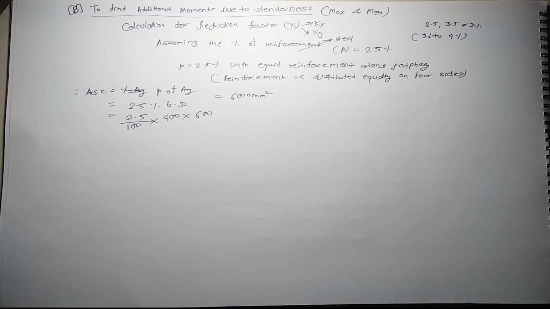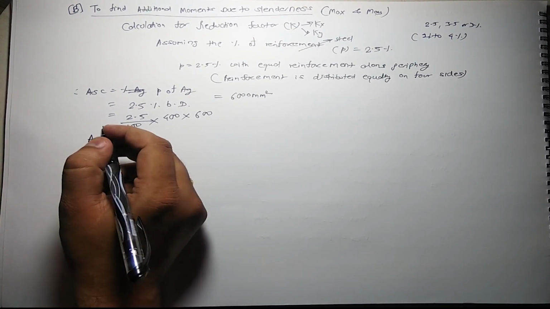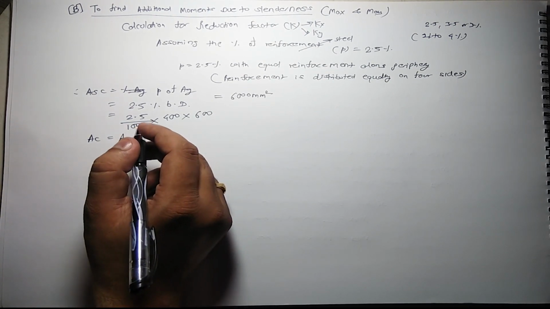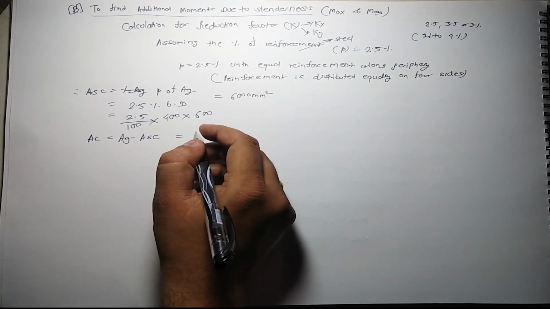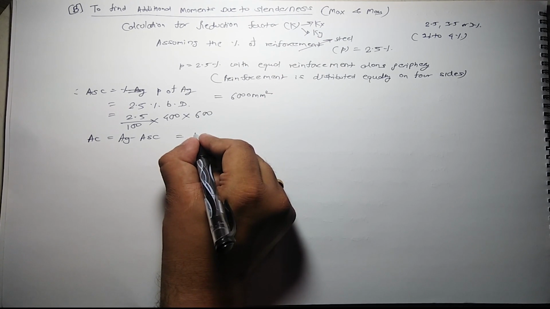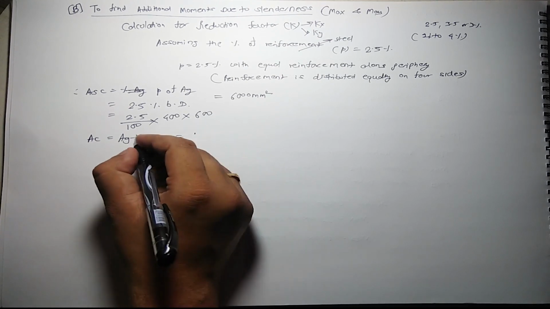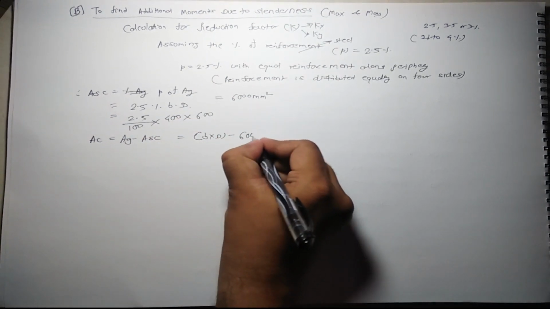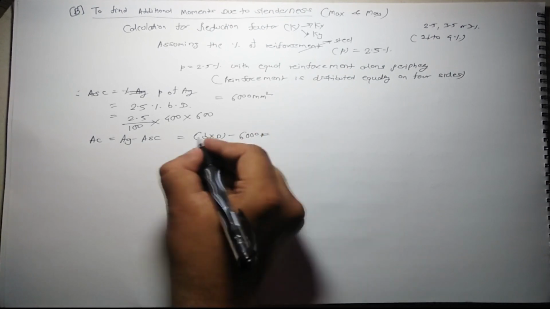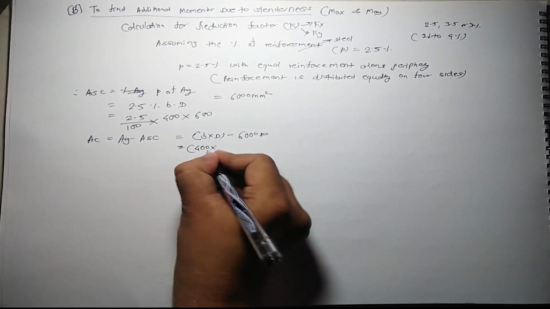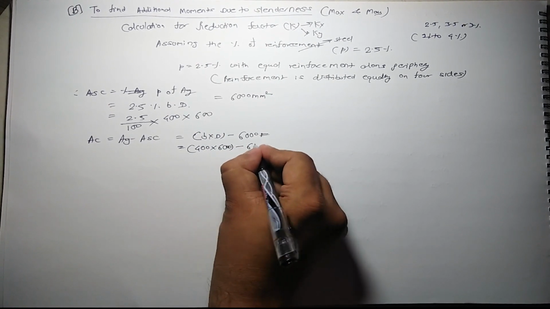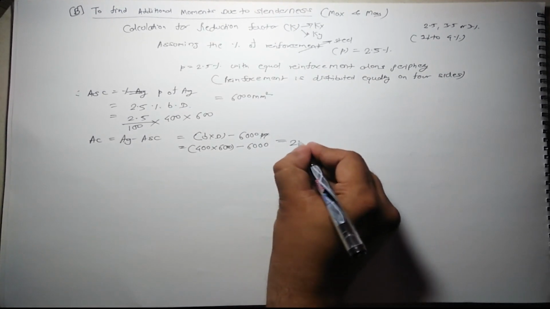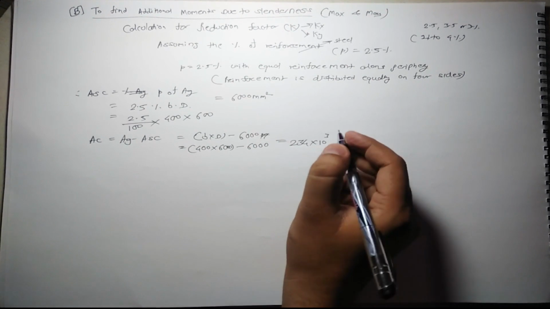So Asc equals percentage of steel of gross area, so it is 2.5% into B into D. The next step will be Ag minus Asc. What is the value of Ag? Ag is B into D, minus Asc, that is 6,000. No need to write the unit now. So it is 400 into 600 minus 6,000, and it comes out to be 234 into 10 to the power 3 mm square.